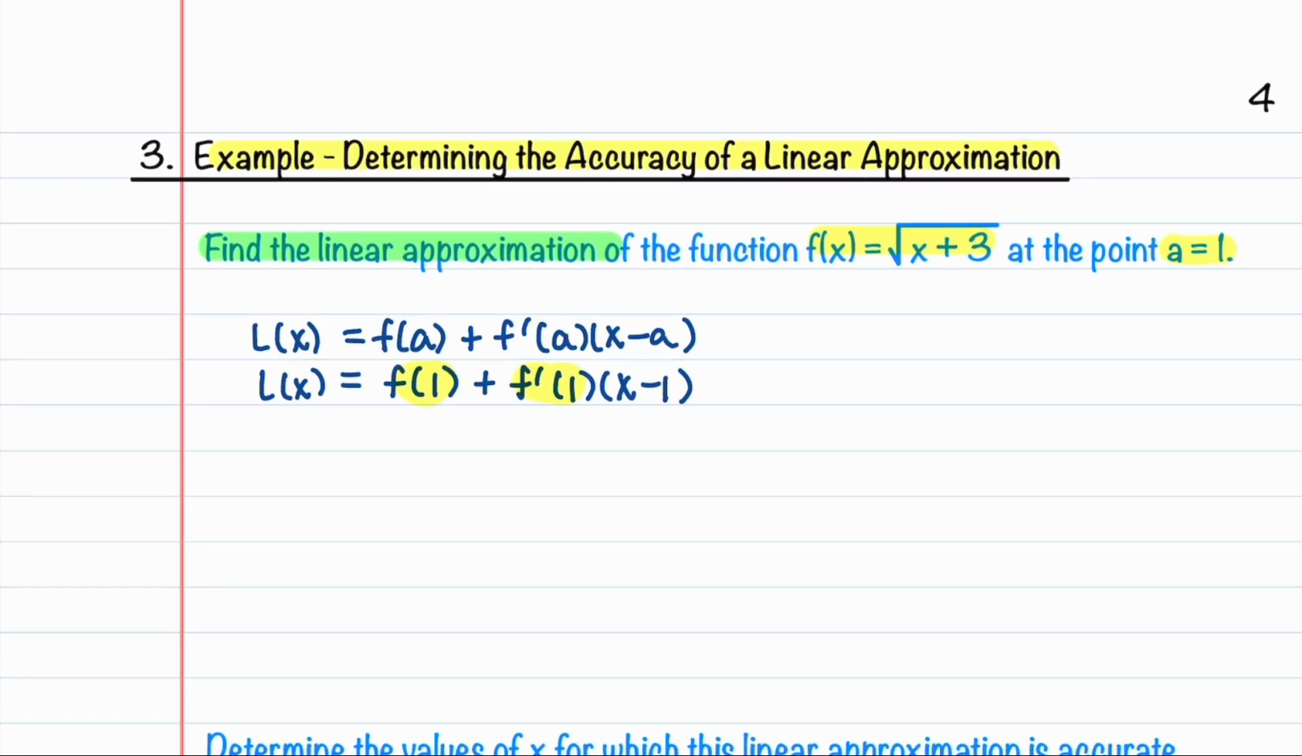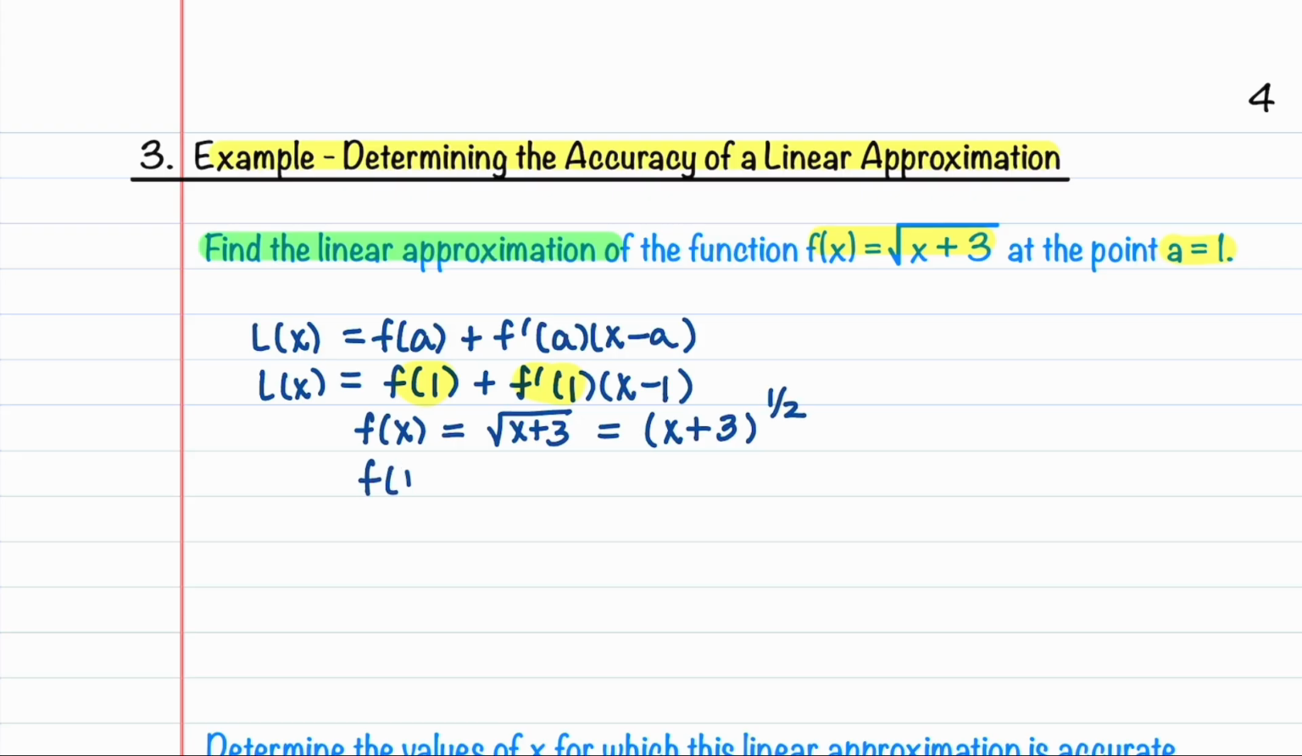I'm going to start by writing down f of x. F of x is the square root of x plus 3. And because we have to take the derivative, I'm going to write this also as x plus 3 to the 1/2.